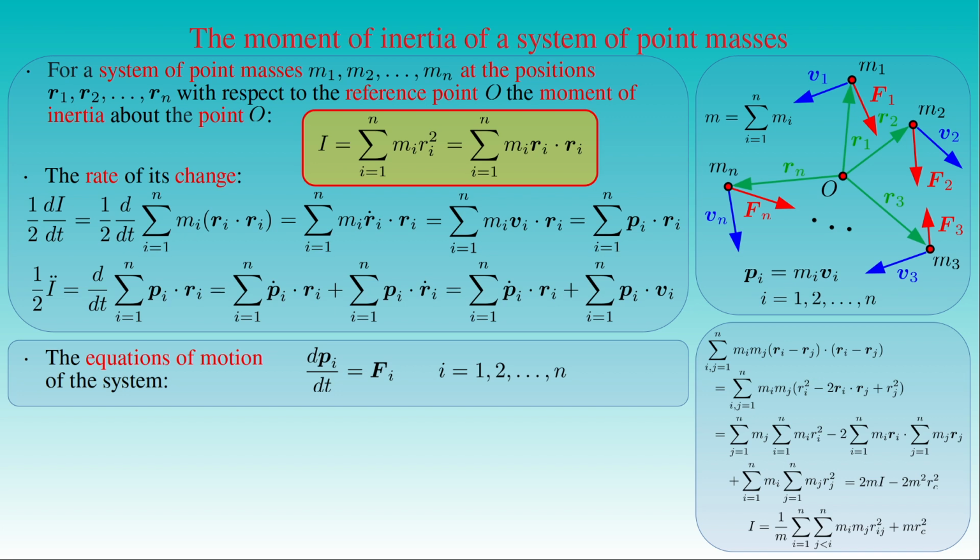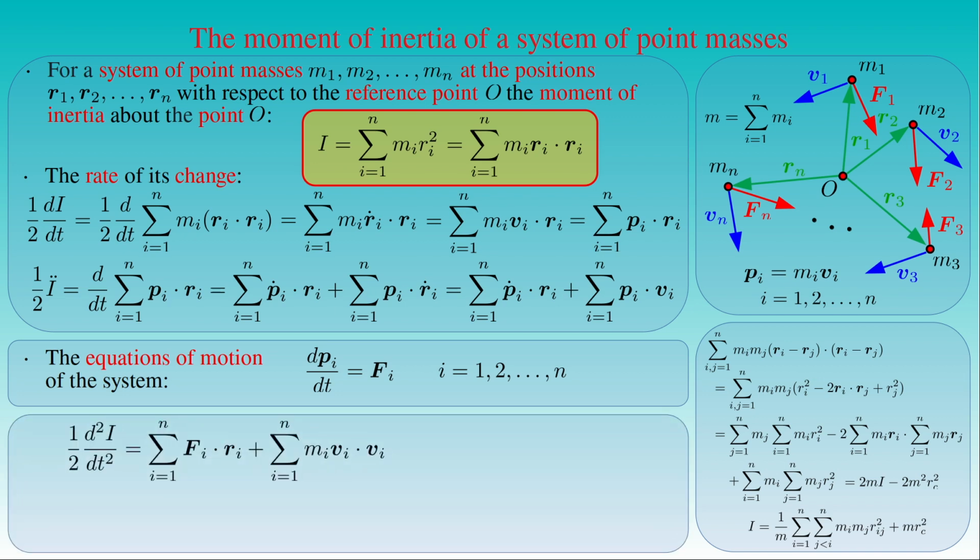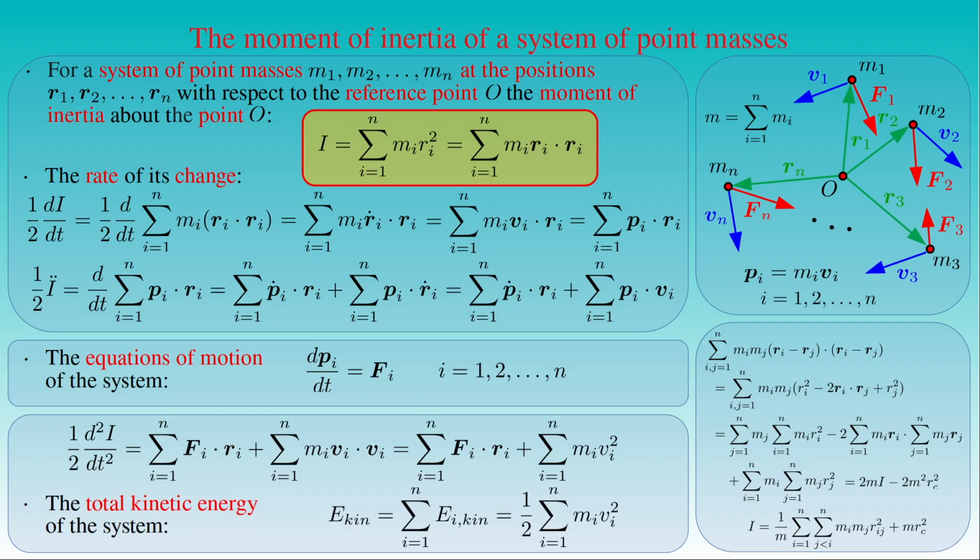If we insert these equations into the second-order time derivative of the moment of inertia I, then the first sum becomes the dot product of the force Fi and the position vector Ri, whereas the second sum can be written as the mass mi times the dot product of the velocity Vi with itself. In the second sum the dot product gives the square of the velocity Vi, where we can identify the total kinetic energy of the system, defined as the sum of the kinetic energies of the individual point masses, that is 1 over 2 times the sum of the mass mi times the square of the velocity Vi from i equals 1 to n.